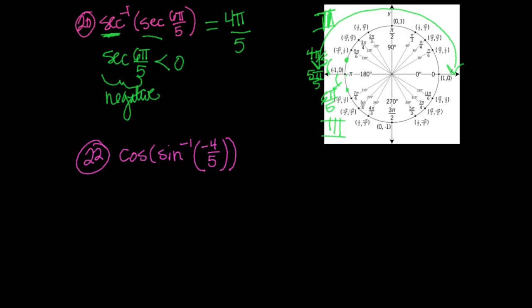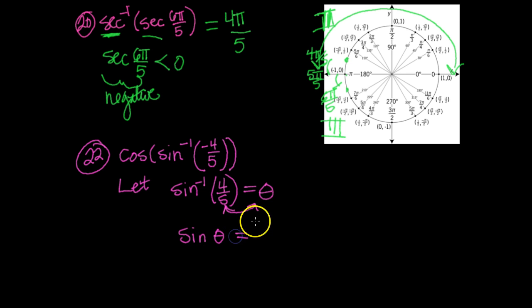So something like number 22 gets a little tricky because you're not given any pi's or reference to the unit circle. So what you need to do is start with the inside. That's what we like to do. We're going to say let sine inverse of 4/5 equal some angle, and we're going to call it theta. So by definition, if I switch these around, then I undo my inverse. So it's equivalent to sine theta is equal to 4/5. Remember, sine of what angle is equal to 4 over 5? And I dropped my negative, but it is a negative.